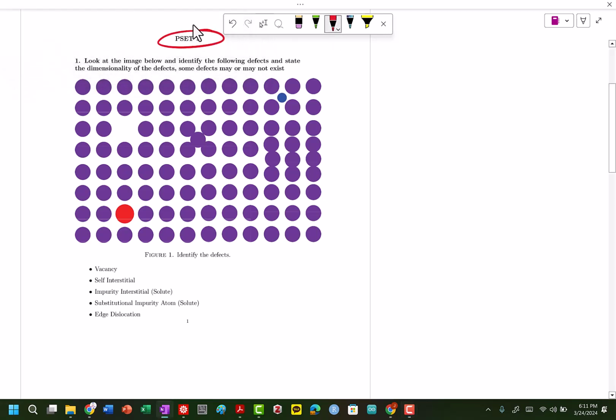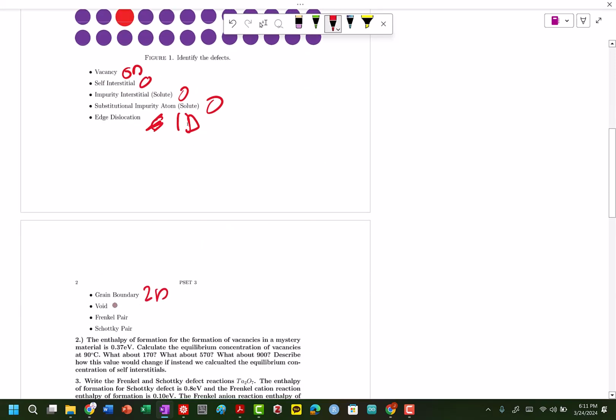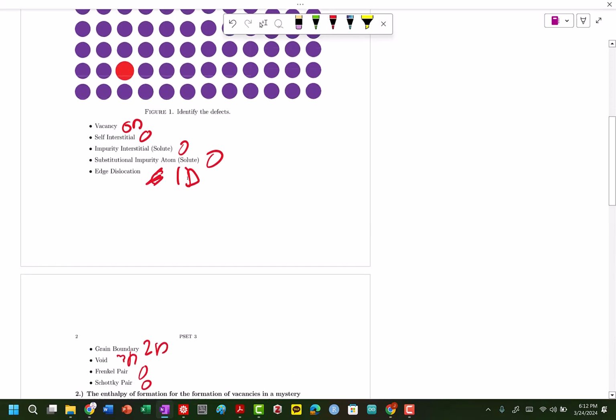So pset3: look at the image below and, identifying the defects, state the defects and dimensionality of the defects. Some defects may or may not exist. Vacancies are 0D, so are self-interstitials, so are impurities, so are substitutionals. Edge is a 1D defect. Grain boundary is a 2D defect. Void is a 3D defect. Frenkel and Schottky defect pairs are 0D defects.